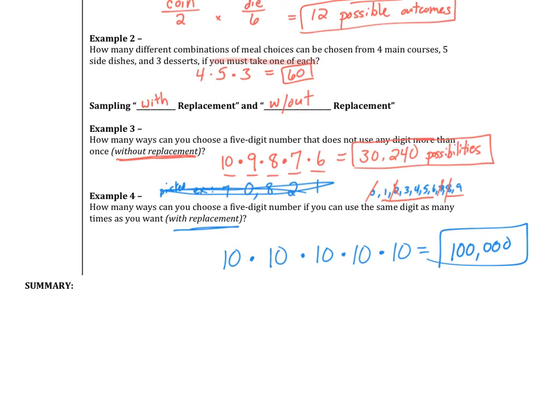Okay, just because we're able to reuse a number and put down the number twice gives us that many more options. So we went from 30,000 to 100,000 possibilities.